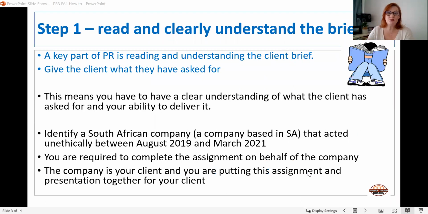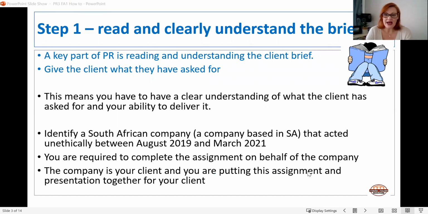So, step 1, very important that you read and understand the brief. So go back to it, make sure you've read it, make sure you've got all the details and you understand this client brief, and that you give the client, i.e. your lecturer, exactly what we've asked for.